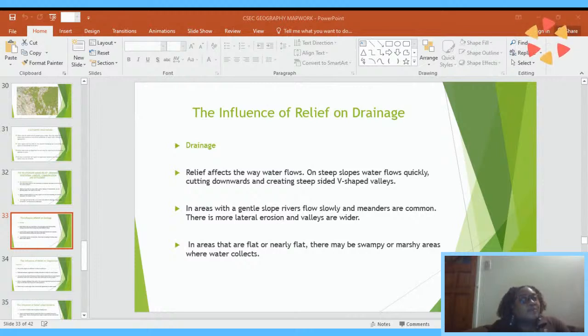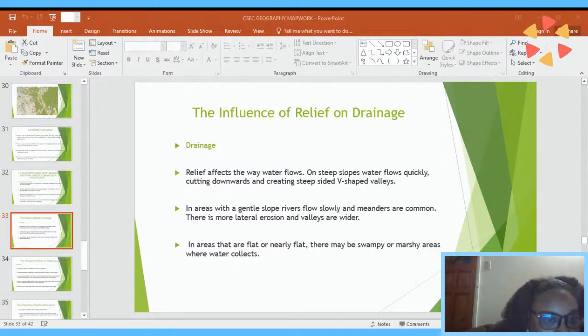So you would see in areas where the slope is gentle, rivers flow a bit slower, and you would see it begins to meander. Like in the middle course of the river, where the velocity slows down because of the gentler slope, you're going to have a wider channel. So it's not going to be as V-shaped.